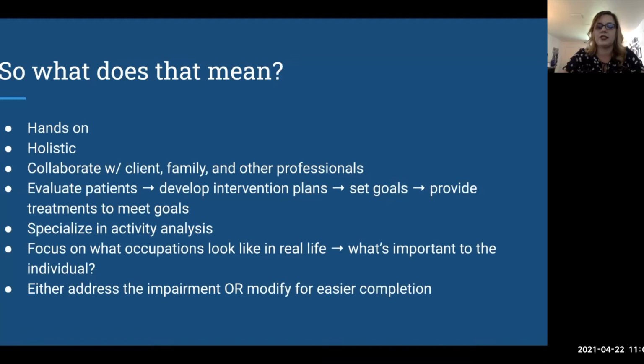Occupational therapists specialize in activity analysis, which is something we'll go in depth further with in the following slides. And then we focus on what occupations look like in real life. So what's important to the individual. We either address the impairment or we will modify the task or the environment to facilitate easier completion.